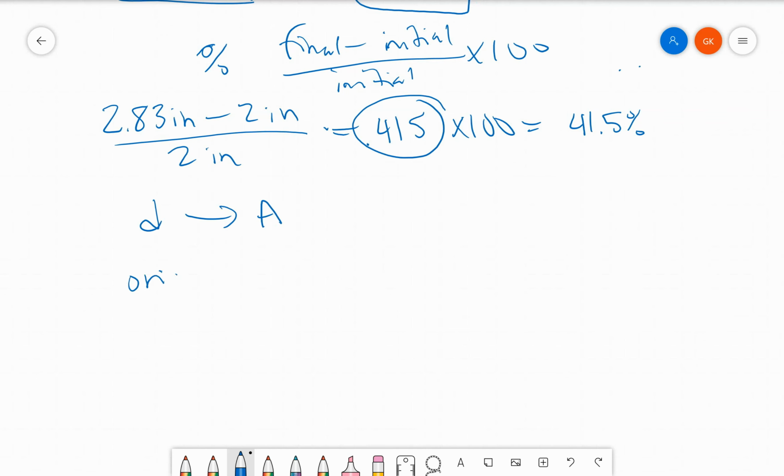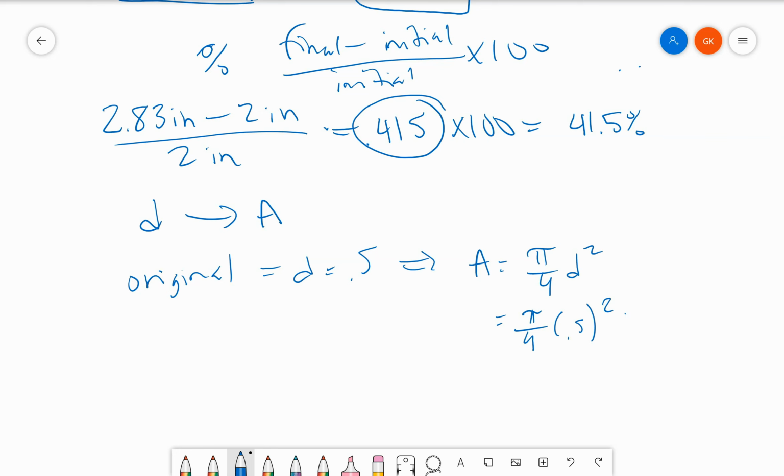So original, and it had a diameter of 1/2 inch. And then therefore, if I plug that into my area equation, which is area is equal to pi over 4 d squared, what I get is pi over 4 times 0.5 squared, and that's going to be 0.196 inches squared.